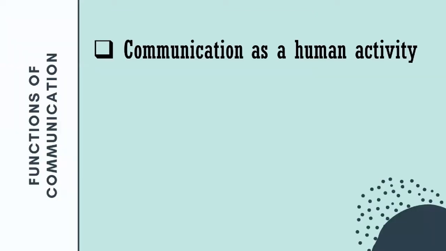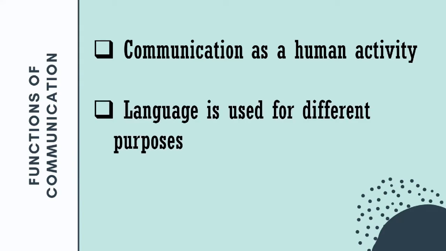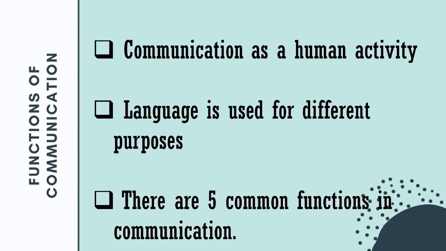Communication is essentially a human activity. Although animals have a way of communicating, human beings have a systematic, complex, and unique way of communication through verbal and nonverbal ways. Language is used for different purposes. Hence, there are 5 common functions in communication.